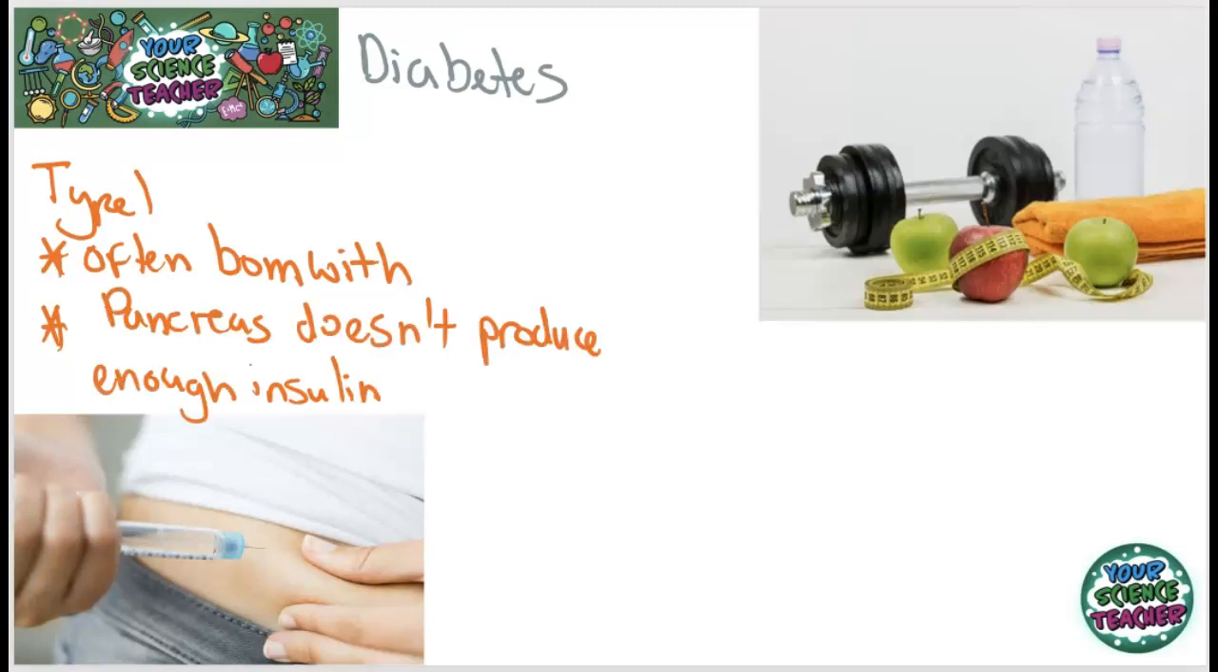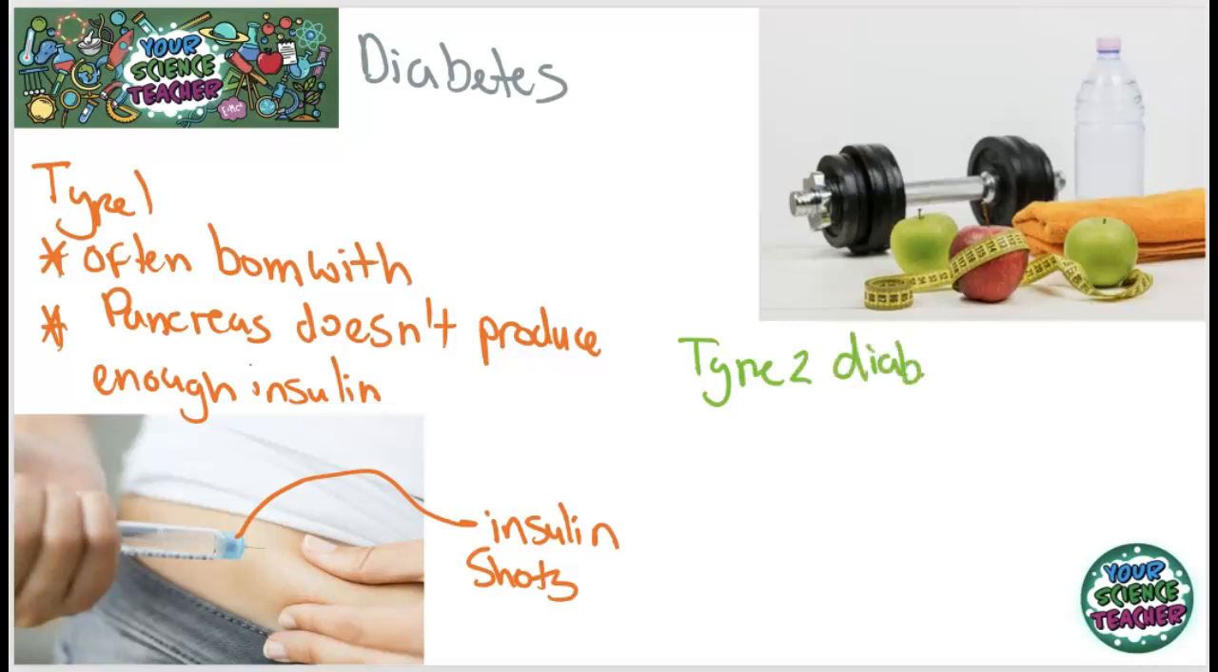Now, if our pancreas doesn't produce enough insulin, that usually means that we have quite a high blood glucose level. And this can result in people feeling a bit dizzy, feeling sick, needing to wee a lot. So it's very unpleasant. And the way we treat type 1 diabetes is often by insulin shots. This just means that you get injected with this hormone so that you can control your blood glucose level and lower it.